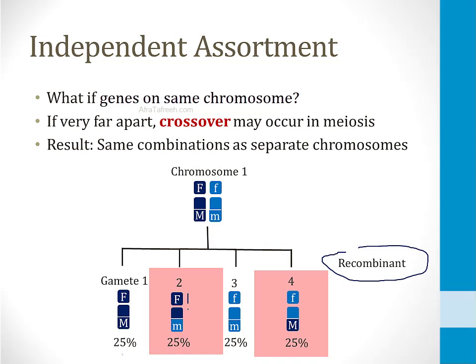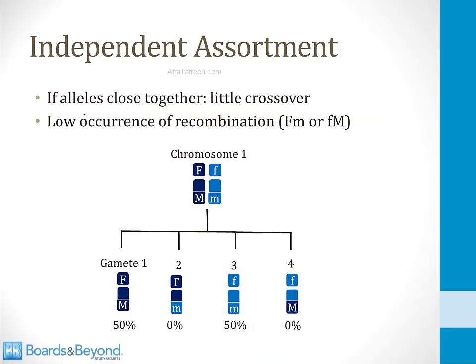In other words, a capital F, lowercase m, this is a mixture of F and M genes that was not found in the parent, or a lowercase f, capital M, another mixture not found in the parent. Now let's consider what would happen if the alleles of the two genes are very close together. In this case, there is very little crossover, and there will be a low occurrence of the recombination genes, capital F, lowercase m, or lowercase f, capital M. At the extreme, you would get what I've shown on the screen here.